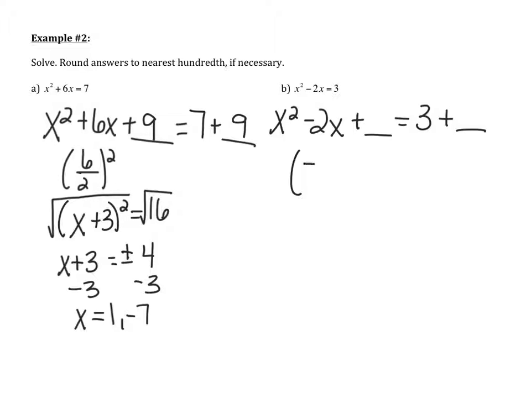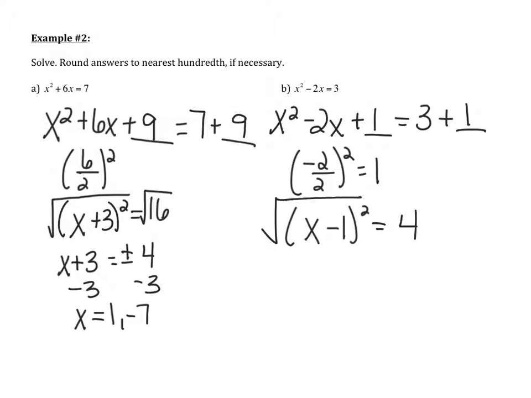I take my b term, which is negative 2, I divide by 2, and then I square it. So negative 2 divided by 2 is negative 1. Negative 1 squared is 1, so that's what I would add to the left and also to the right. So now when I break it down, remember the number that ends up in my parentheses is the number that I got after I divided by 2. So negative 2 divided by 2 was negative 1, and that's because negative 1 times negative 1 is positive 1, and negative 1 plus negative 1 is negative 2. So I'd have (x - 1)² = 4.